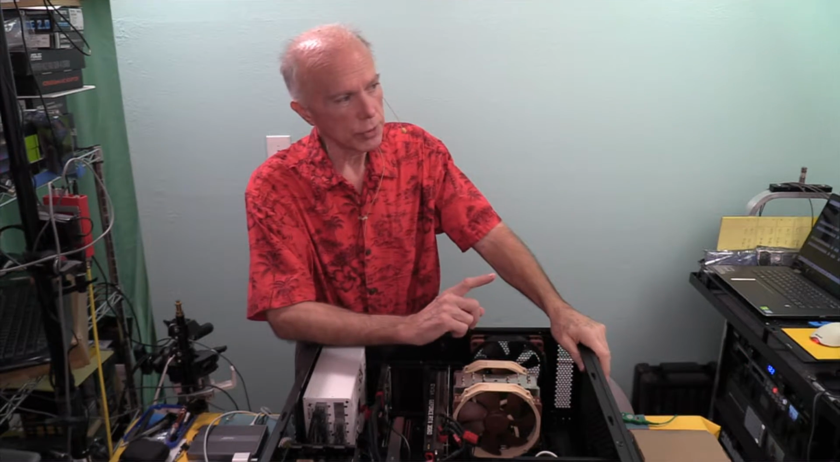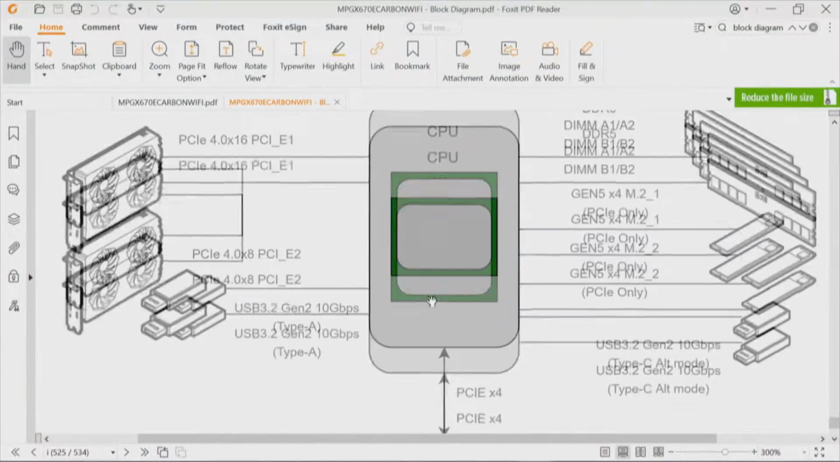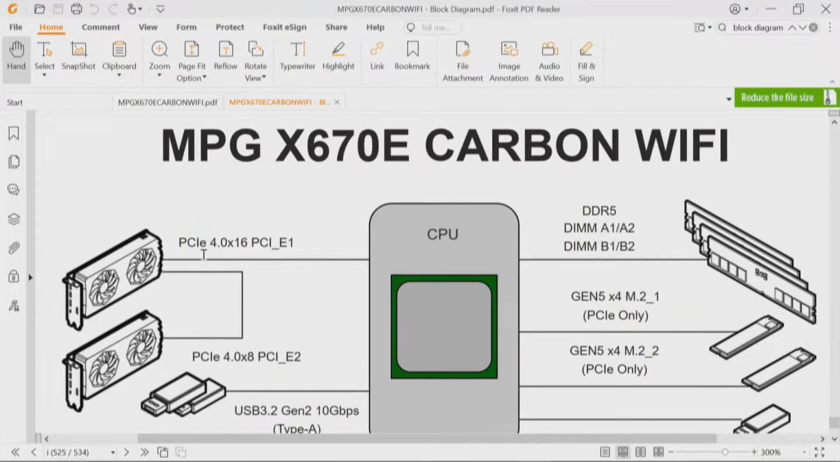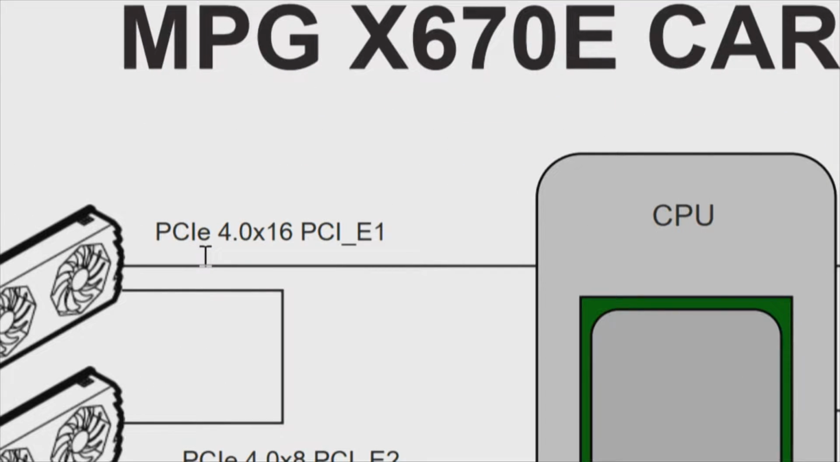The only conflict we saw was in the beginning. Let's take a look at that again. Up here, as we look at the CPU, where it talks about these being PCI Express 4. To reiterate, those are PCI Express 5 because they're to the CPU.